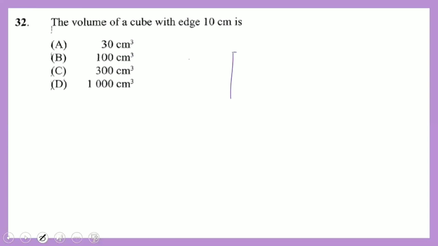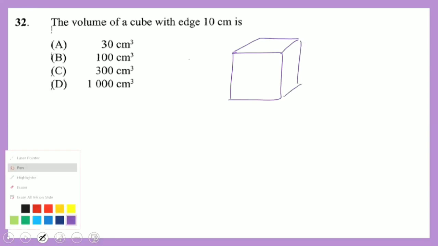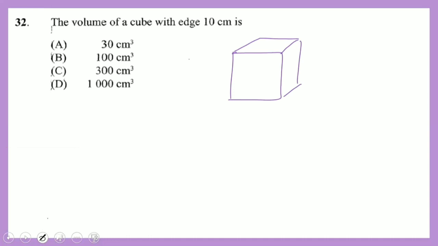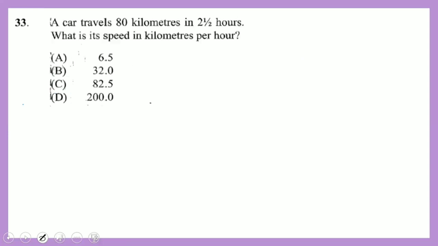Number 32: the volume of a cube with an edge of 10 centimeters. The length and the width are going to be 10 centimeters, and the height as well. So the height, length, and width, all three are going to be 10 centimeters. Multiply the three of them, that gives your volume: 10 times 10 times 10, 1,000 centimeters cubed.